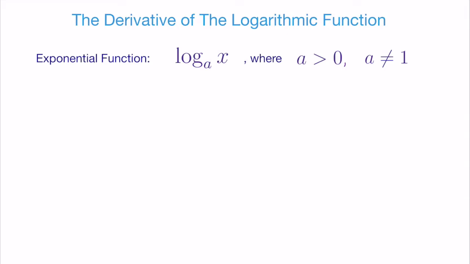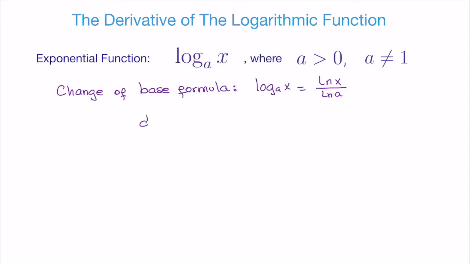Now we derive the logarithmic function using the derivative of ln that we found before. Remember the change of base formula? So we write the logarithm to the base a of x in terms of the natural logarithm, which is ln x over ln a, and then derive both sides. So d/dx of the log to the base a of x is d/dx of ln x over ln a. Ln a is again a number, so it comes out from the derivative.